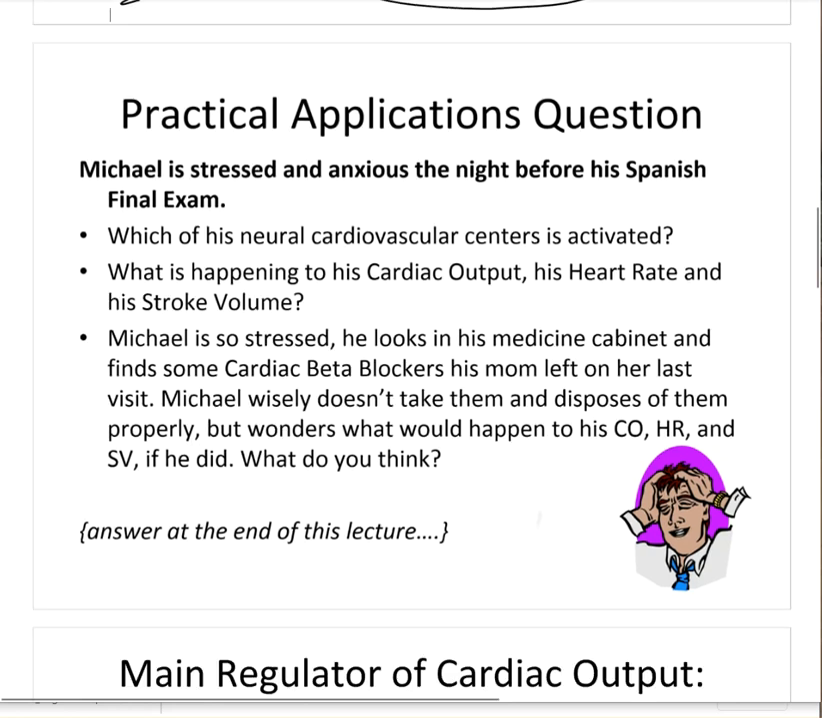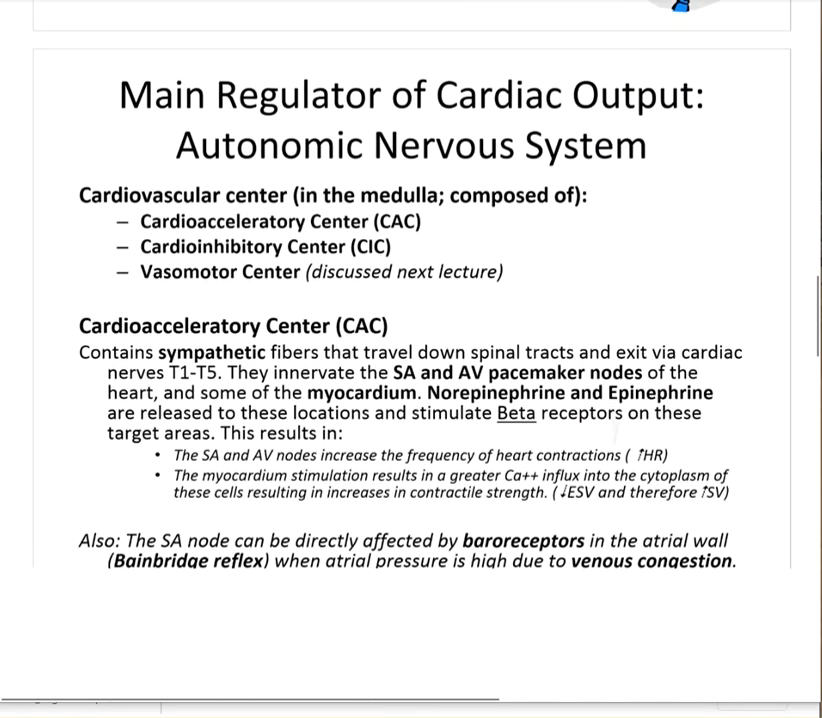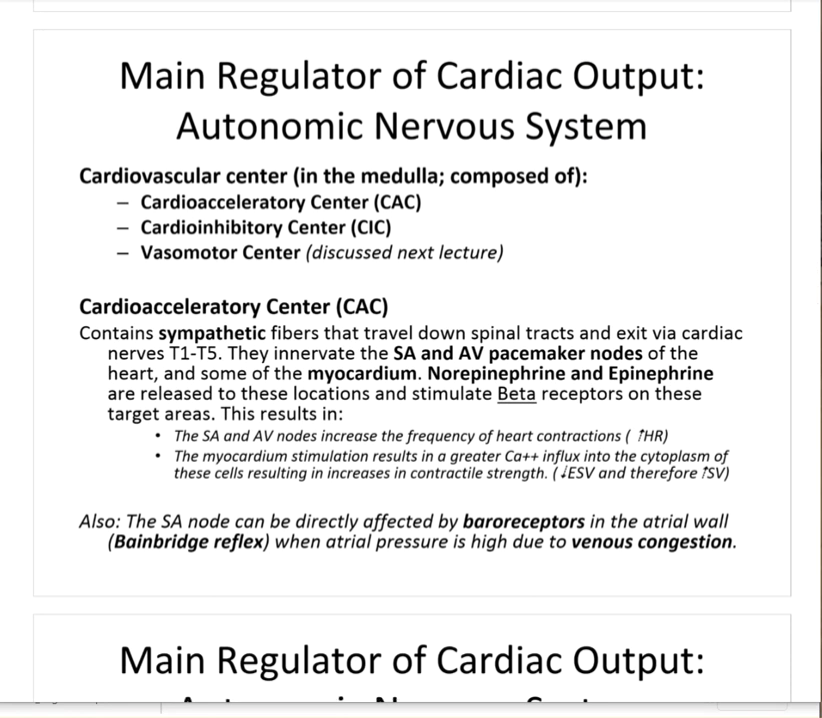Now, we're going to skip that for now, but you can do it as your own little fun review. So now that we know all that stuff, we want to talk about the cardiac output in terms of the autonomic nervous system. And this is a main regulator of cardiac output because the autonomic nervous system can increase or decrease the amount of cardiac output through a couple different ways.